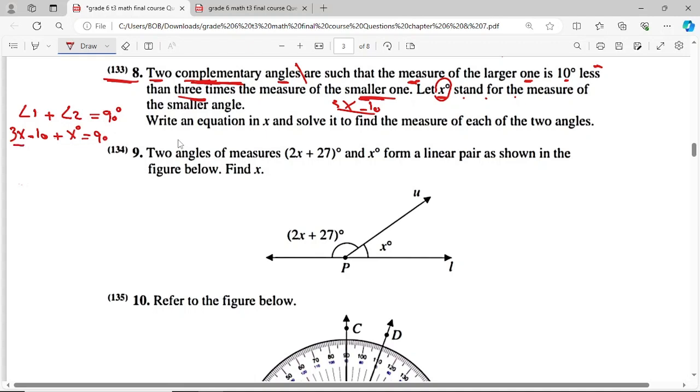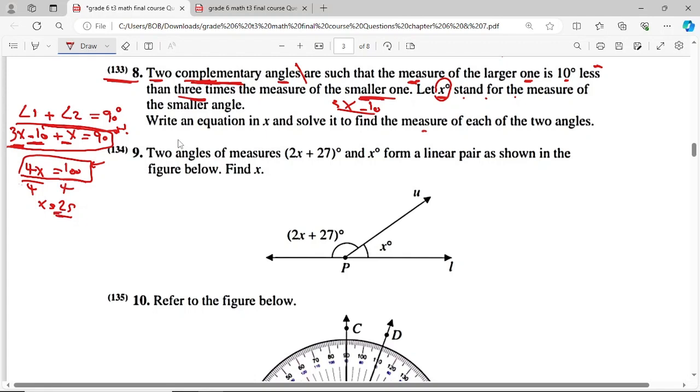3x plus x will be 4x. And here minus 10, we'll move it to the other side, so it will be plus 10. So it will be 100. Divide by 4, divide by 4. So x will be equal to 25. So this is the equation, 4x equals 100, and the measure of x will be 25.